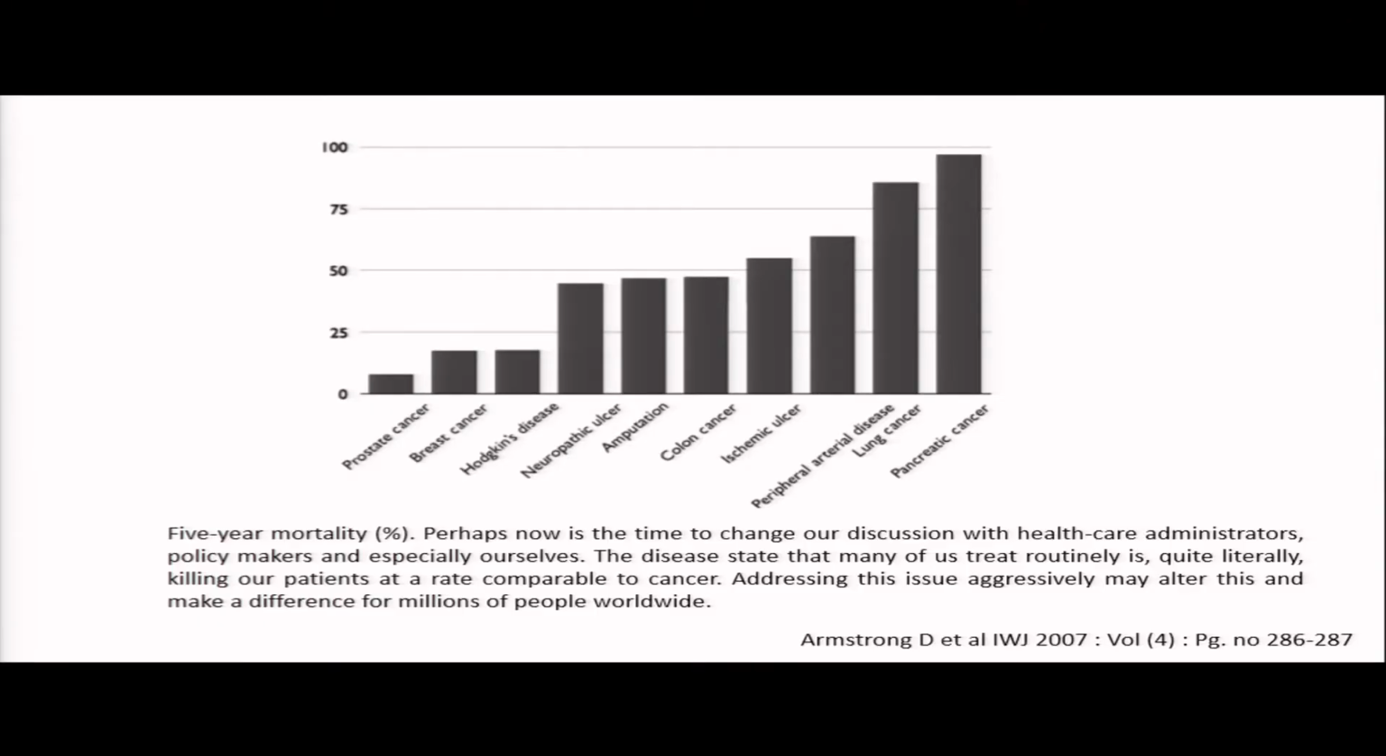And this is an excellent slide from David Armstrong, which I borrowed from him, which shows that amputations produce as much death as breast cancer. We cry from the rooftop about breast cancer and prostate cancer, but we don't realize that neuropathic ulcers cause twice as much death as prostate cancer or breast cancer.